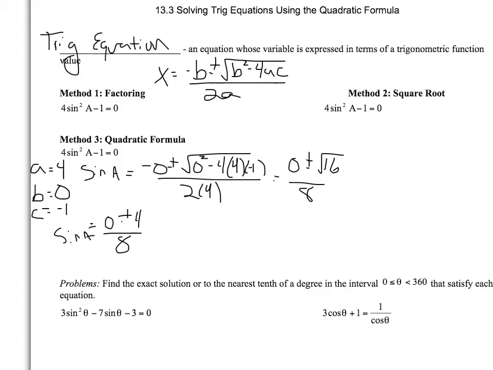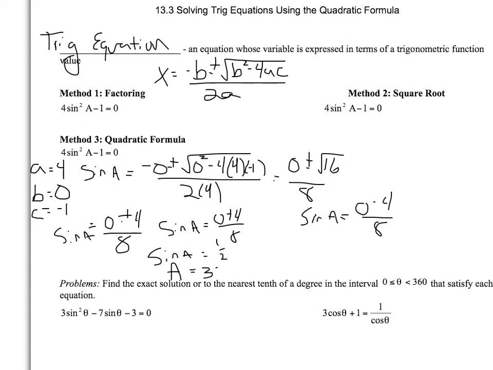At this point, I will split it into two problems. Sine of theta equals 0 plus 4 over 8, and sine of theta equals 0 minus 4 over 8. Well, that's just a 1/2, which we did do this problem yesterday, so you can just look at your notes from yesterday. You get 30 and 150 as your answers there.